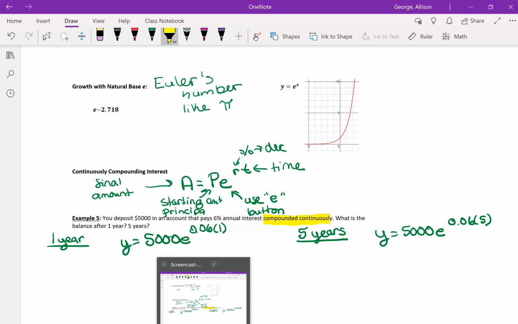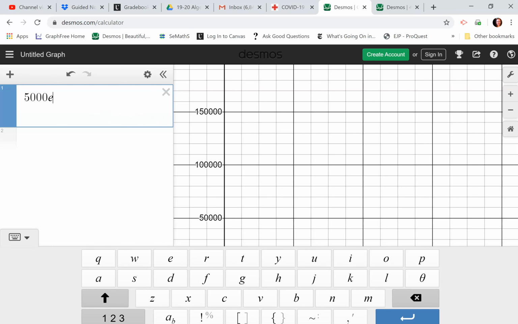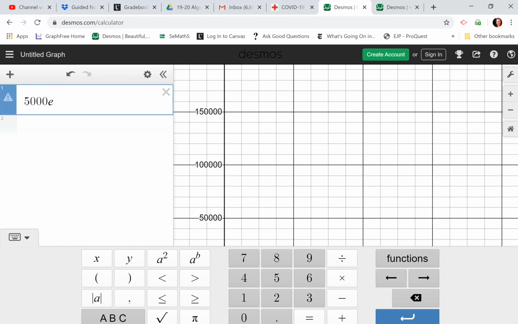All right, I'm going to jump over to Desmos real quick and solve these last couple. All right, so we got 5,000 e, and on Desmos, you just need to type in the e. Just hit the e on the keyboard. Again, if you're using a TI, go ahead and look for it over on the left-hand side. And then we need this to go back to exponents. And then we have 0.06 times 1, so I'm just going to leave it as 0.06. You can put it all up in there if you want, I'll show you in a second, we'll do it in parentheses.